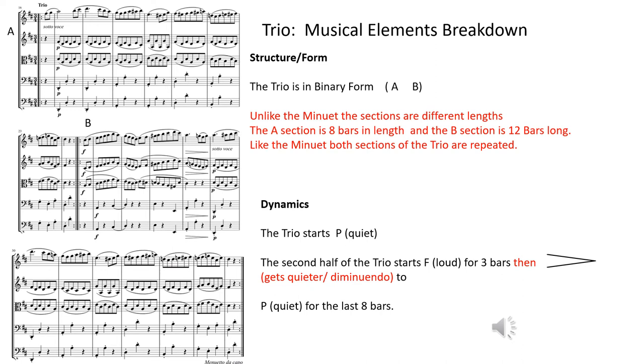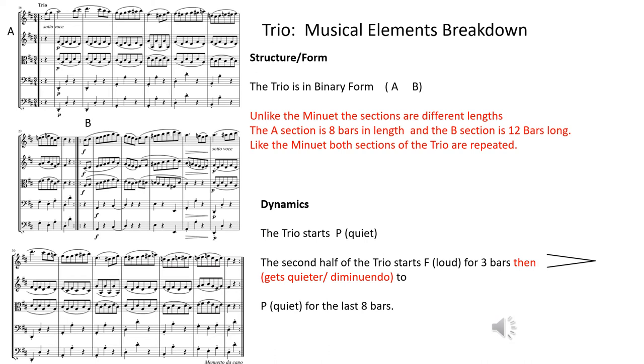The dynamics. This is the volume of the trio. In contrast to the minuet, the trio starts quiet or P. The second half of the trio starts loud or F, but this only lasts for 3 bars. Then we see a hairpin, which means diminuendo, or getting quieter, which leads to the last 8 bars of the piece being quiet. We're going to have a listen to the trio, picking up on the repeat of section A, and I will describe to you the dynamics.